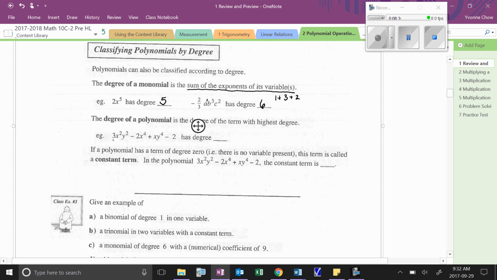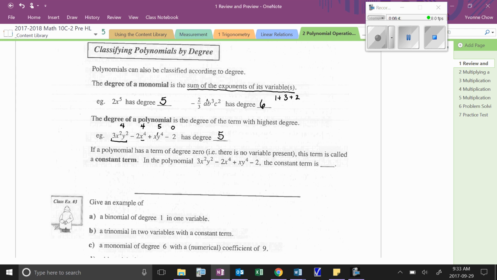So in the first term, my degree is 2 plus 2 or 4. The degree of the second term is just the 4 right here. And then we've got a 1 plus 4, which is 5. And when we have just the constant, a numerical term, the degree of that is 0. So the highest number that we just wrote was 5. So the degree of that polynomial is 5.